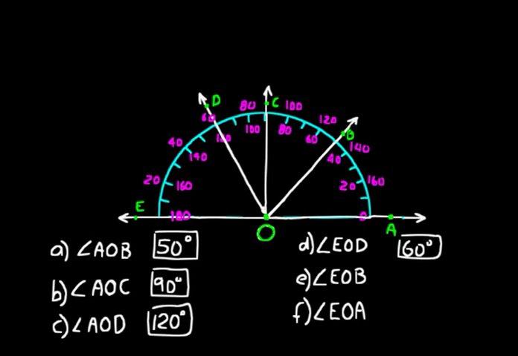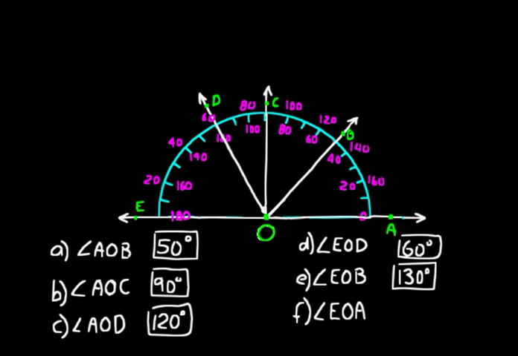Then EOB, just look at that. You can tell that EOB is an obtuse angle, so we know that it's going to be greater than 90, and we can just count on over there, and it goes right through at 130. And so there's our answer there, 130 degrees.